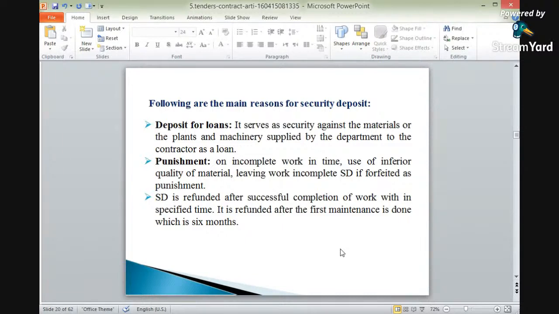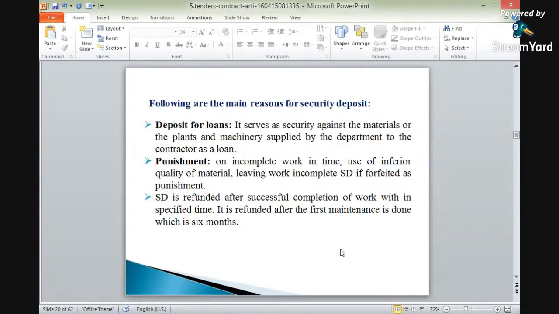If there is any damage to the machines, tools, or plants, we can deduct some amount from the security deposit. So in the form of deposit, the government or the owner can give plants and machineries for execution of work. Punishment is also an important reason for security deposit on incomplete work.